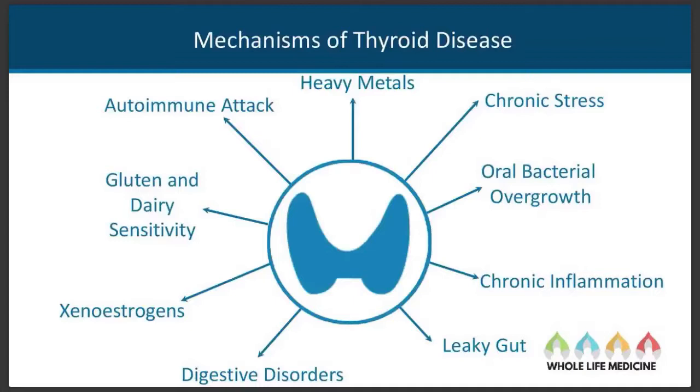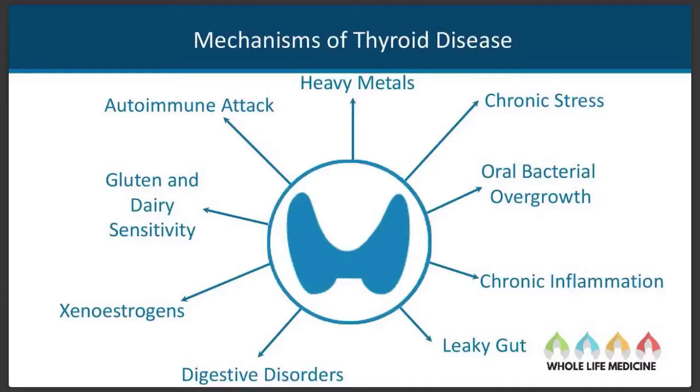Xenoestrogen. A xenoestrogen is a compound that acts like an estrogen, and that can increase the relative amount of stimulation at estrogen receptors, and that decreases sensitivity to thyroid hormone. The most commonly known xenoestrogens are things like plasticizers.